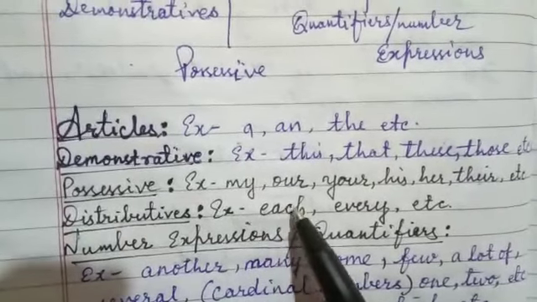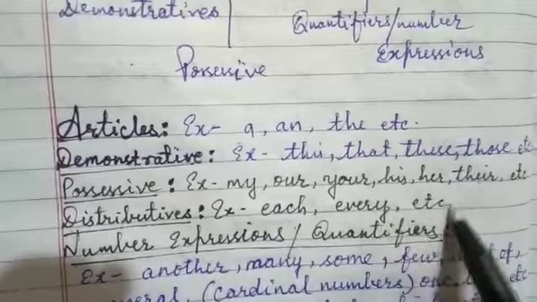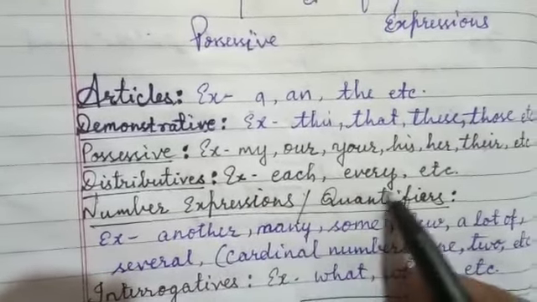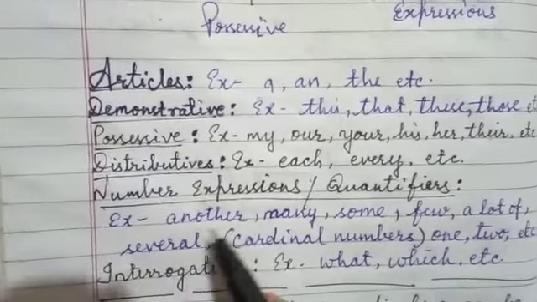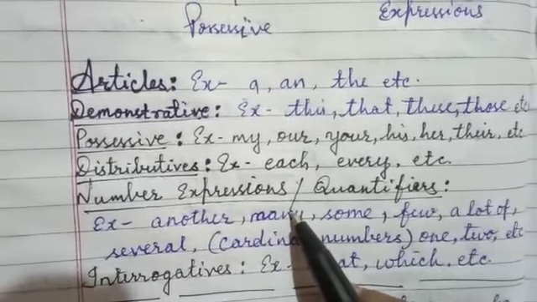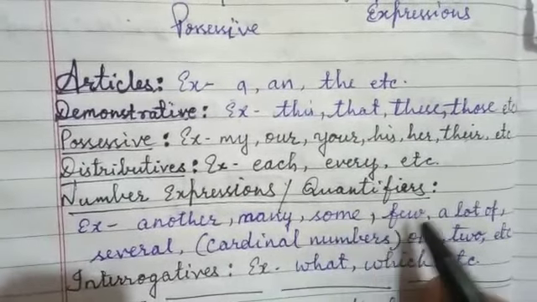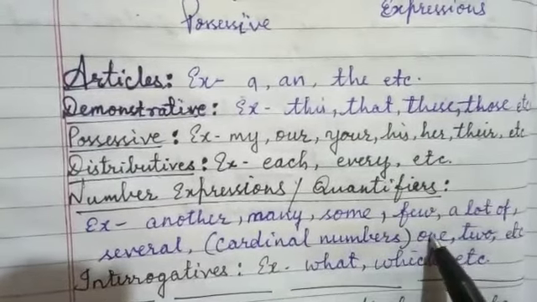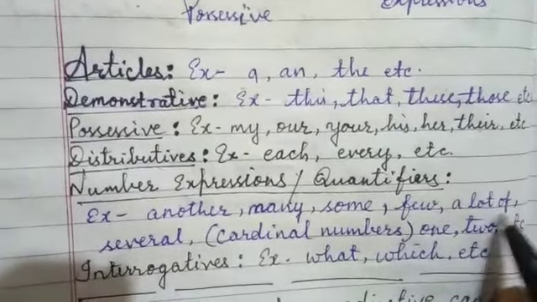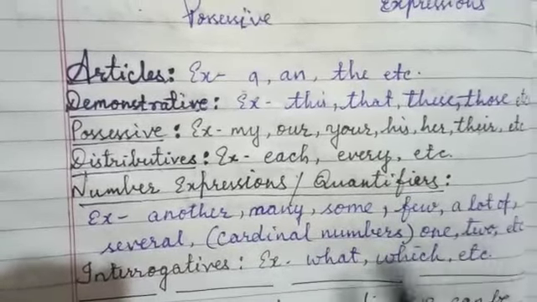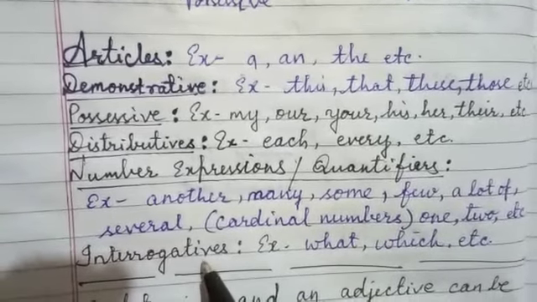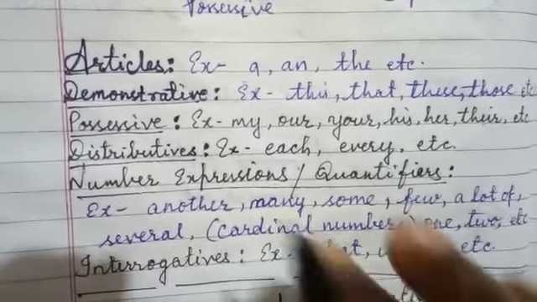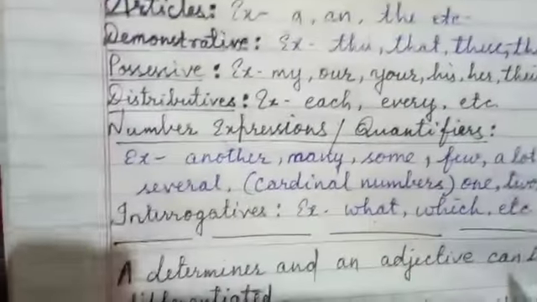Distributives: each, every, etc. Number expressions and quantifiers, for example, another, many, some, few, a lot of, several, then cardinal numbers 1, 2, etc. These are number expressions and quantifiers. Then interrogatives: what, which, etc. Now, these are the determiners.